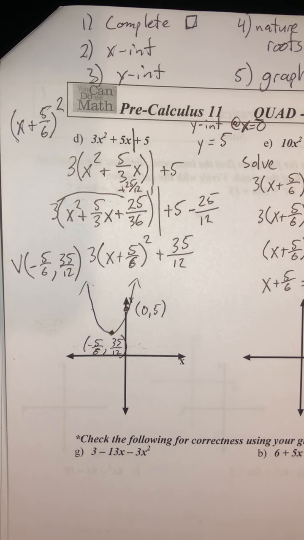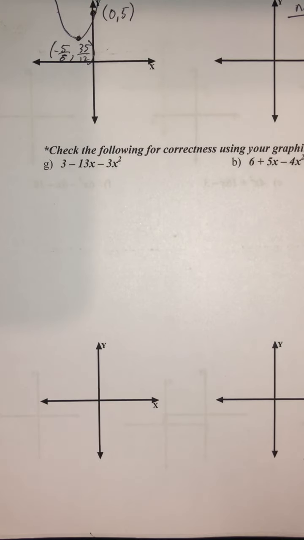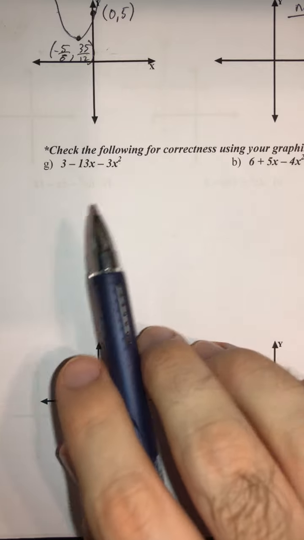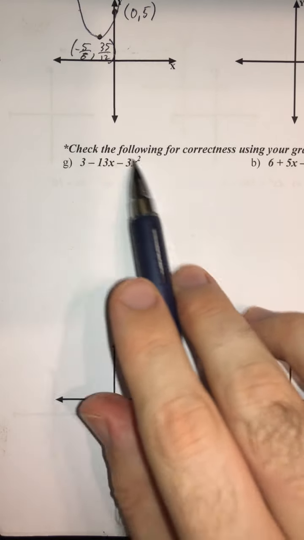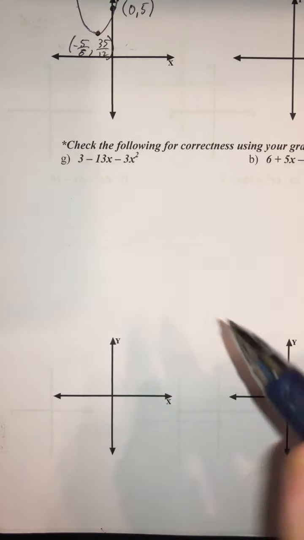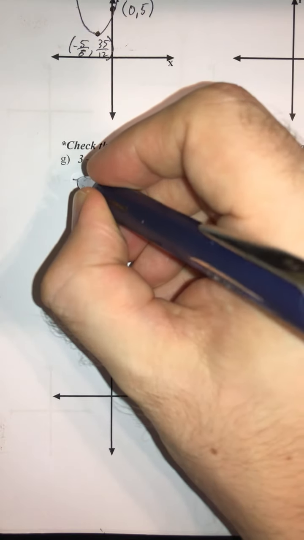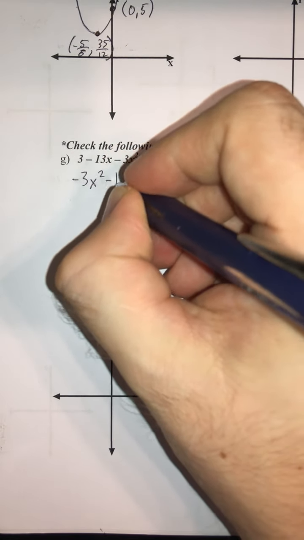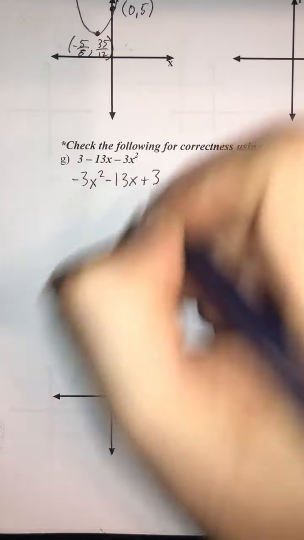Sure, that one looks like fun. Let's do this one. Let's do G. First thing I noticed with this is it's arranged weird, so I need to first switch it so it's in the proper order. So negative 3x squared minus 13x plus 3.